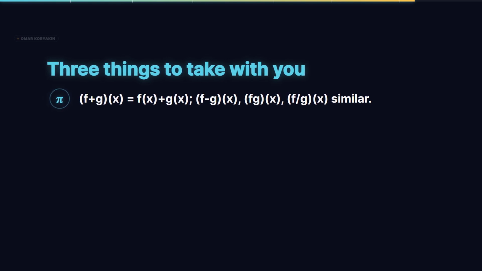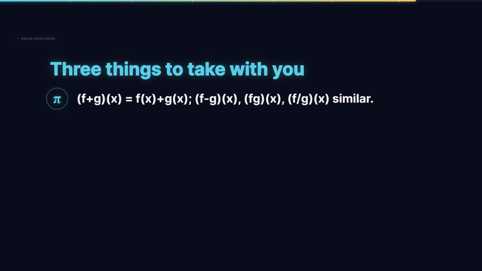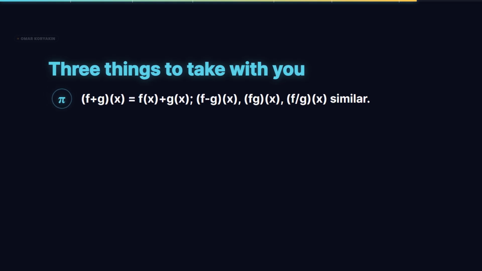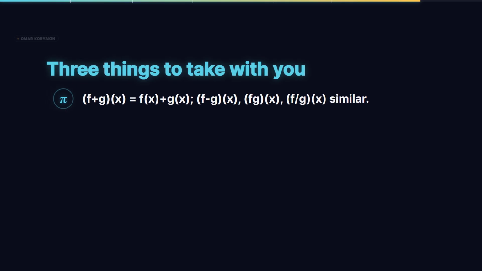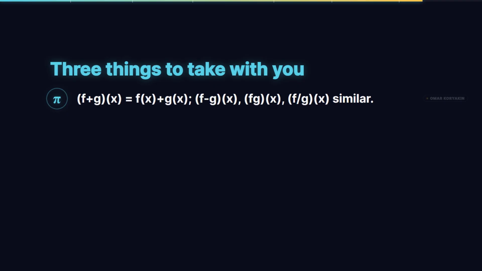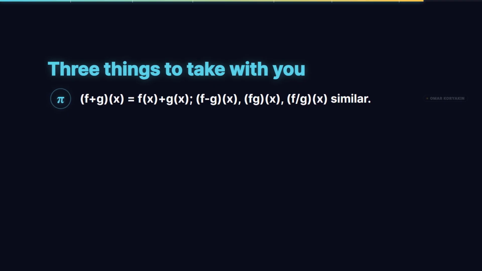F plus g of x equals f of x plus g of x, the same pattern with subtraction, multiplication, and division. The arithmetic happens on the output values at each input, and the new function inherits the input-output structure from f and g. Computing the new function at any input is a matter of evaluating f and g separately and applying the arithmetic operation.